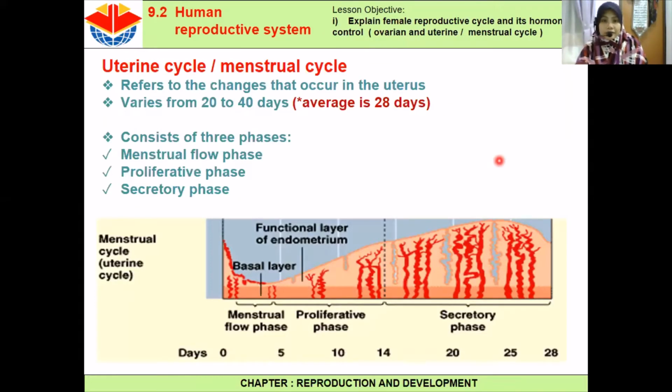In the uterine cycle or menstrual cycle, this cycle refers to the changes that occur in the uterus. Changes that occur in uterus specifically refer to the endometrium wall yang ada pada uterus. Apa yang berlaku terhadap endometrium wall yang ada dekat uterus itu? Okay, so selalunya average 28 days, it can vary from 20 to 40 days. Untuk uterine cycle ataupun menstrual cycle ada 3 phase, iaitu menstrual flow phase, proliferative phase dan also secretory phase.